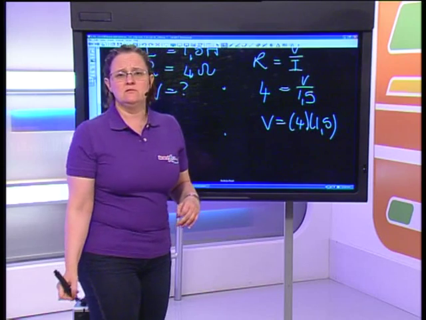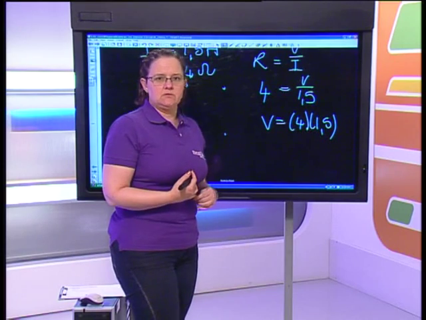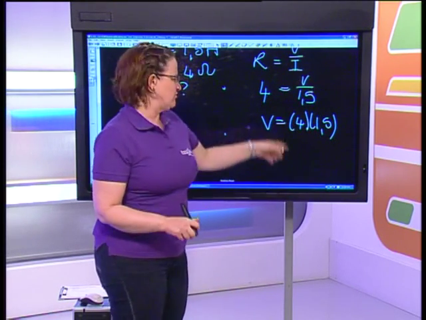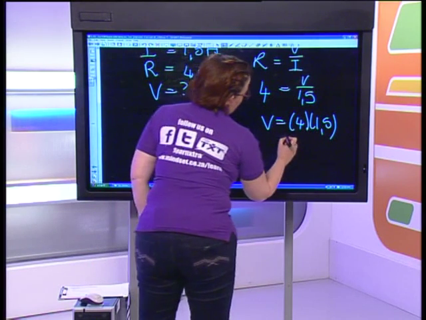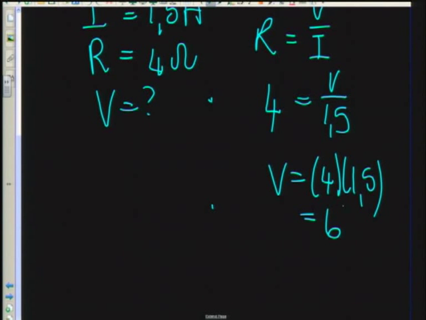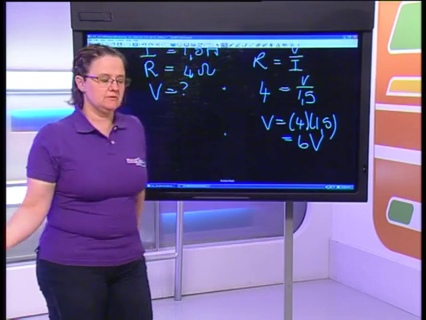Please do that. Why lose marks? You don't want to look silly, and you look silly when you lose marks. I would rather you did that. And then if we go 4 times 1.5, I just want to show you, it's 6, nice and easy. So that gives me 6 volts, 6 V. That wasn't so bad, nice and simple.